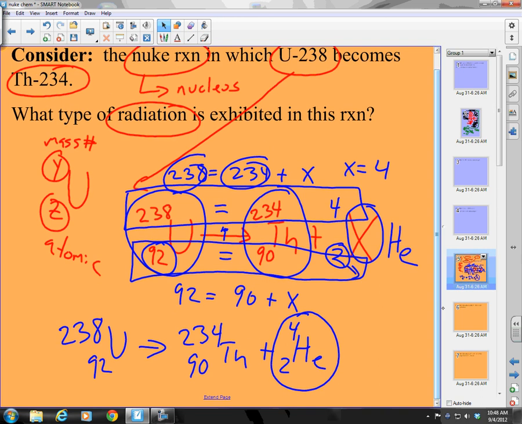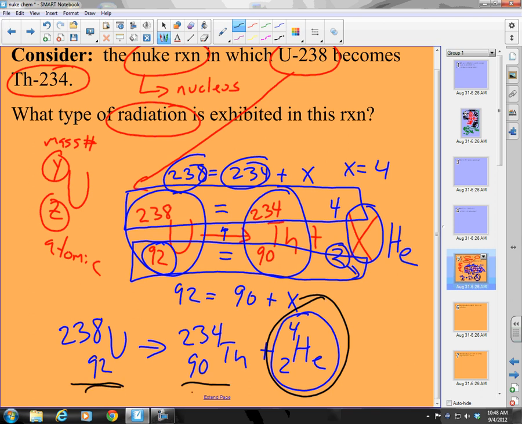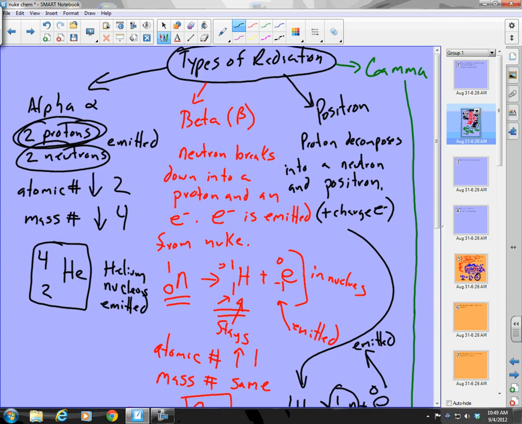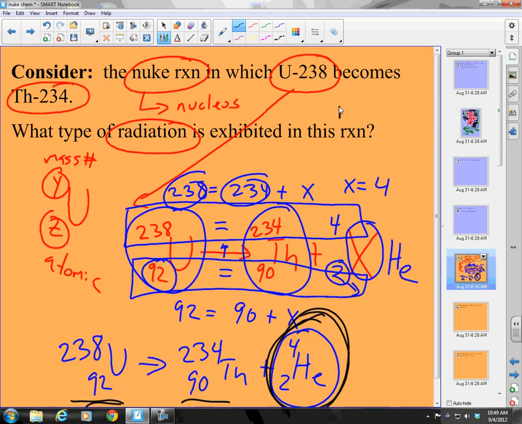Well, when we look down here at the bottom, what do we see? I start off with my uranium. I end up with my thorium. What has been spit out of the nucleus? We have helium-4, 2, my helium nucleus. What type of radiation spits out a helium nucleus? Aha, it is alpha. So, what kind of radiation do I have going on here? Alpha radiation, alpha decay. So that's answer number 1.